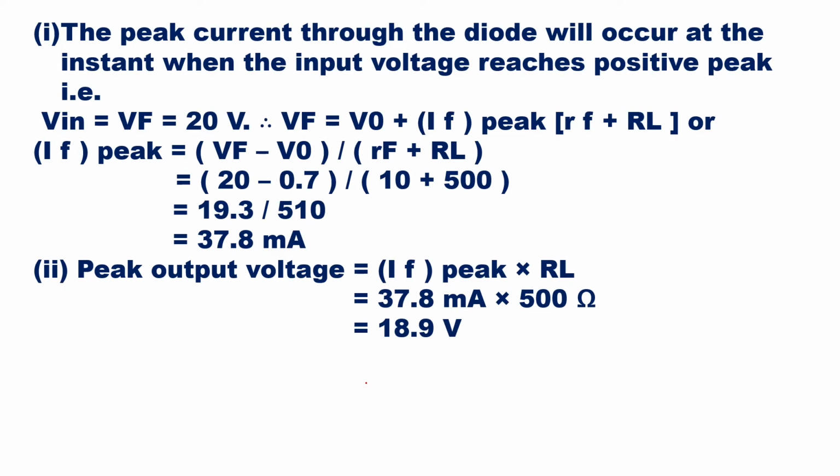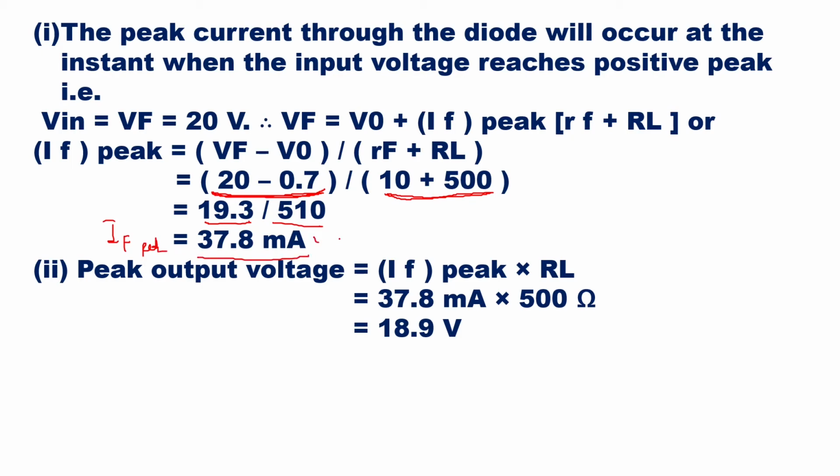So it is 20 minus 0.7. So the applied voltage minus the potential barrier. We have to take this. The applied voltage minus potential barrier. This will be the effective voltage upon what is the resistance, the forward resistance plus the load resistance. So 10 plus 500. Okay. So this will come as 19.3 volt upon 510 ohms.